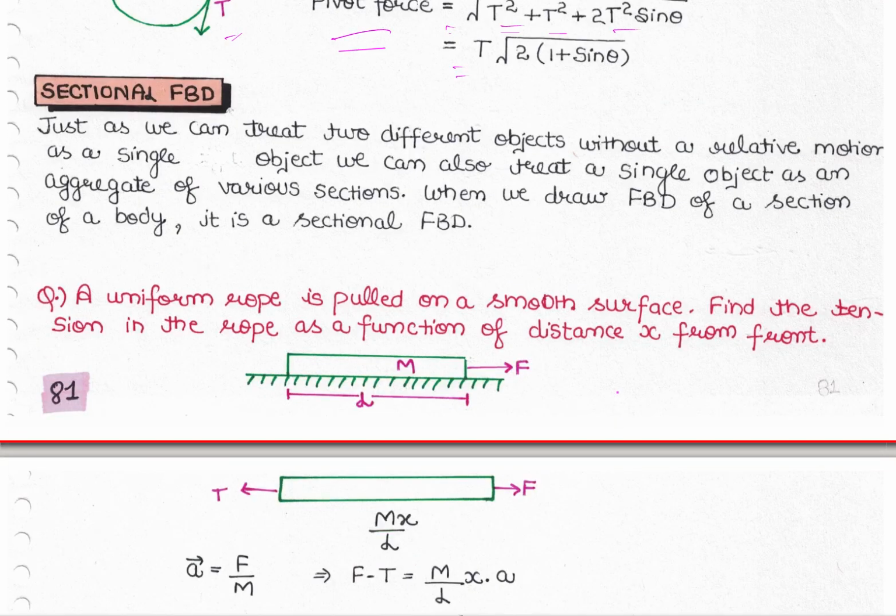Now what is a sectional free body diagram? Just as we can treat two different objects without a relative motion as a single object, we can also treat a single object as an aggregate of various sections. When we draw a free body diagram of a section of a body, it is a sectional free body diagram.